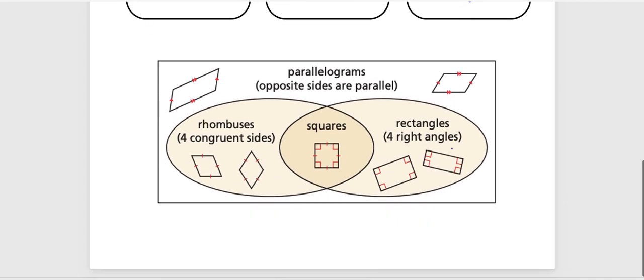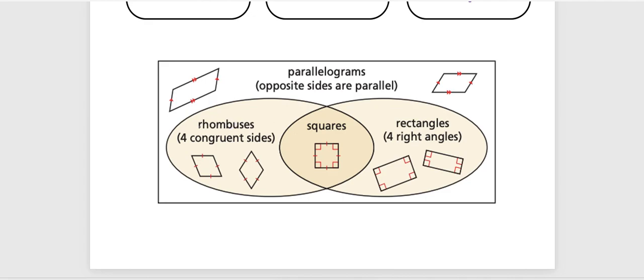And so this image, this Venn diagram, kind of encompasses all of these concepts of how these all relate to each other. This outer rectangle here, this is representing parallelograms. So we have parallelograms, which their definition was that opposite sides are parallel. And then within parallelograms, you have special parallelograms, which we talked about, which is rhombus, square, and rectangles.